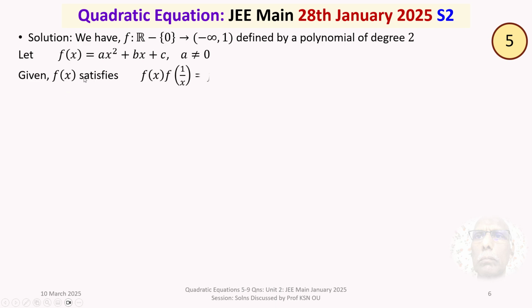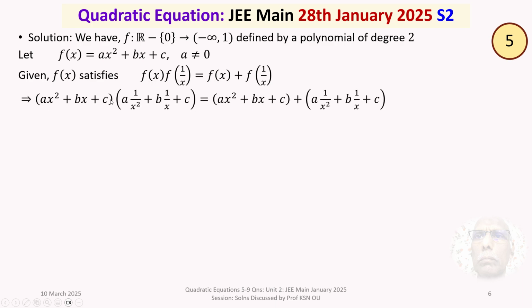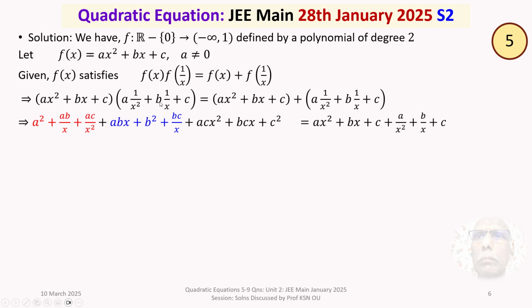Given f of x satisfies this functional equation, f of x into f of 1 by x is equal to f of x plus f of 1 by x. Now, for f of x, you write ax square plus bx plus c multiplied by f of 1 by x. You write a by x square plus b by x plus c is equal to f of x plus f of 1 by x. Multiply with this first term, a into 1 by x square, what I have written in red, plus multiply by b into b by x, then you get the blue ones. Multiply this by c, then you get the black ones. And f of x, f of 1 by x is written.